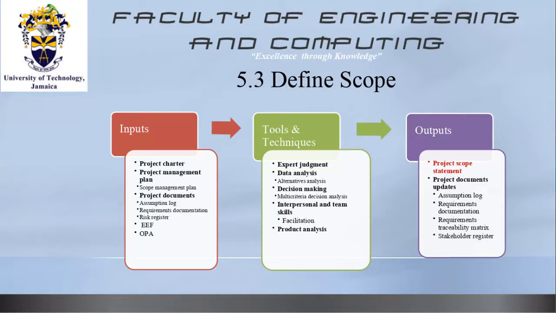If you notice your assignment number two, for those groups that have already started, you're asked to do a scope baseline. A scope baseline requires three elements. You have to do what is called a project scope statement. You have to do a WBS, which we'll be doing next class. And you have to do a WBS dictionary.